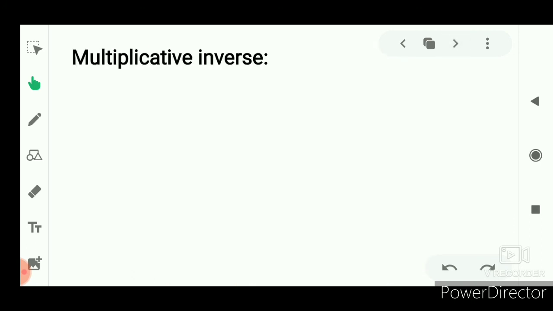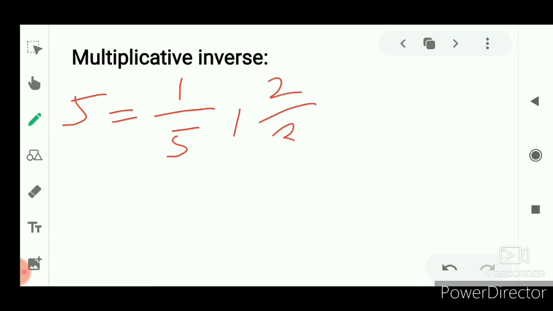Now multiplicative inverse. What is the concept of multiplicative inverse? If any number is given to you, that is 5, then its multiplicative inverse will be the reciprocal of it. Reciprocal means 1 upon that number, 1 by 5. If 2 by 3 is given to us, then its multiplicative inverse: the numerator will go into the denominator and the denominator will go upward. Here denominator 3 will go in the numerator and 2 will go in the denominator. So the multiplicative inverse of 2 by 3 is 3 by 2.